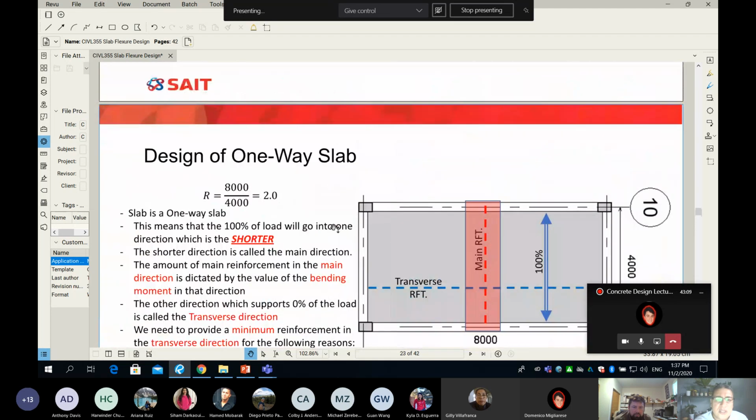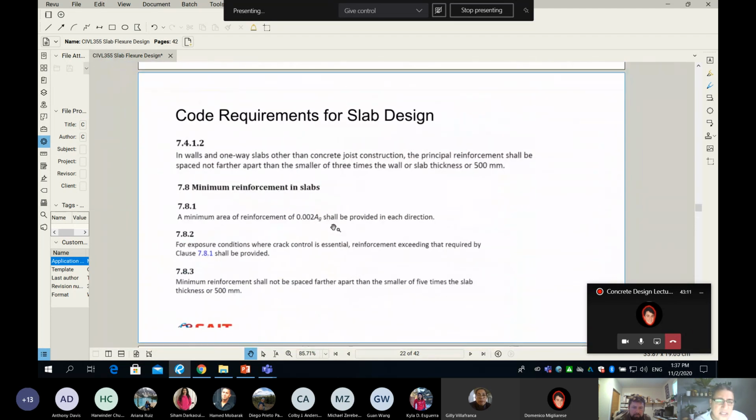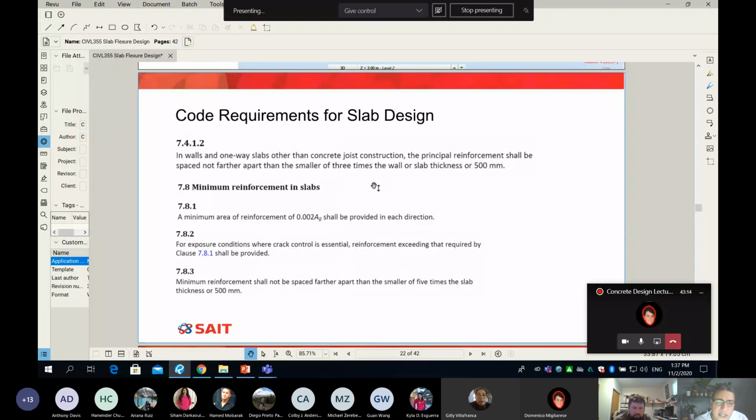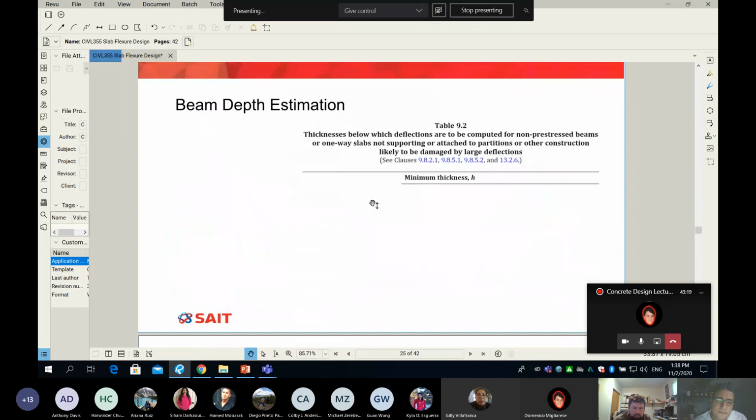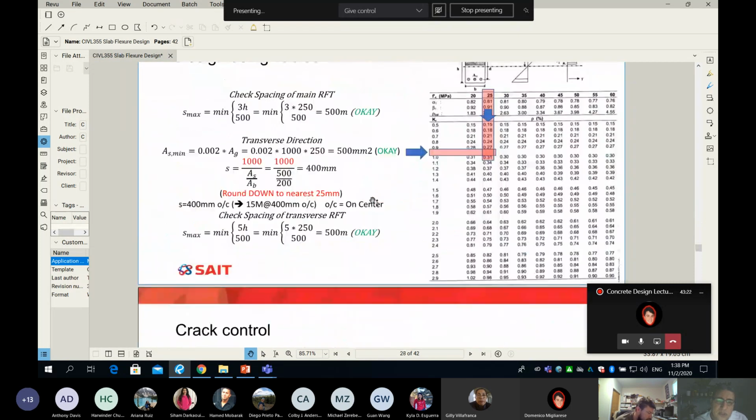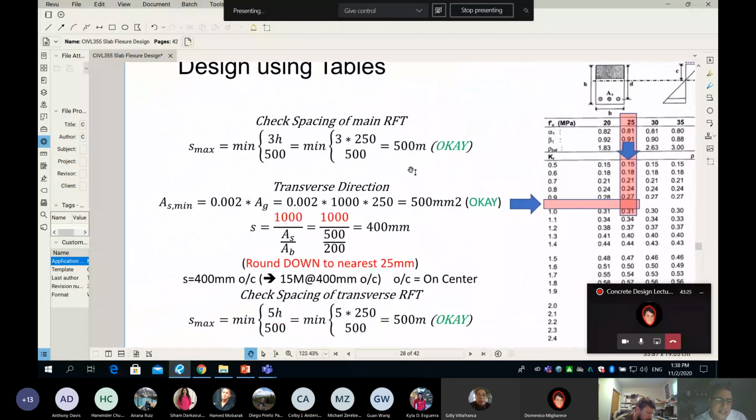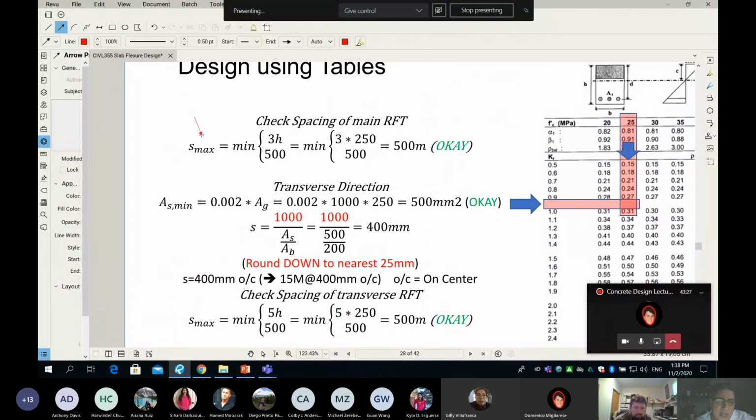So here is where the code says, here is your requirement. Okay, guys, take a moment and remind yourself of this slide. This is where the code has requirements to be checked. For the spacing between the main reinforcement, the code says the maximum spacing should be the minimum of 3H or 500. Let's do the numbers. The minimum of 3 times H, which is 250, so that's 750, or 500. Looks like 500 will be the smallest.